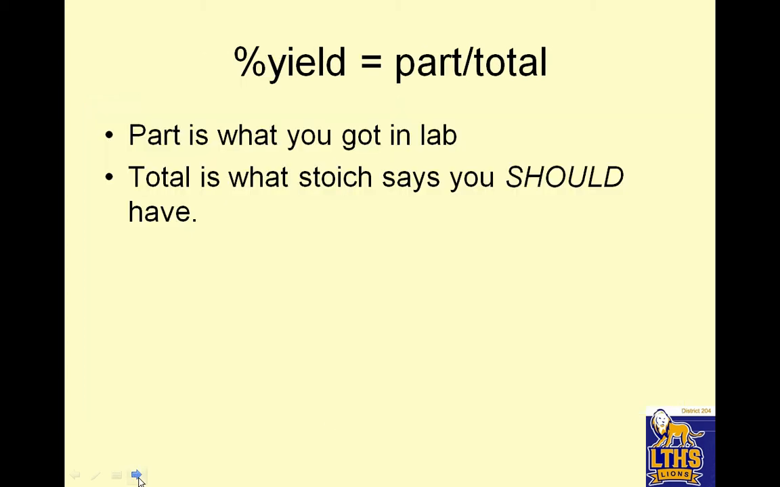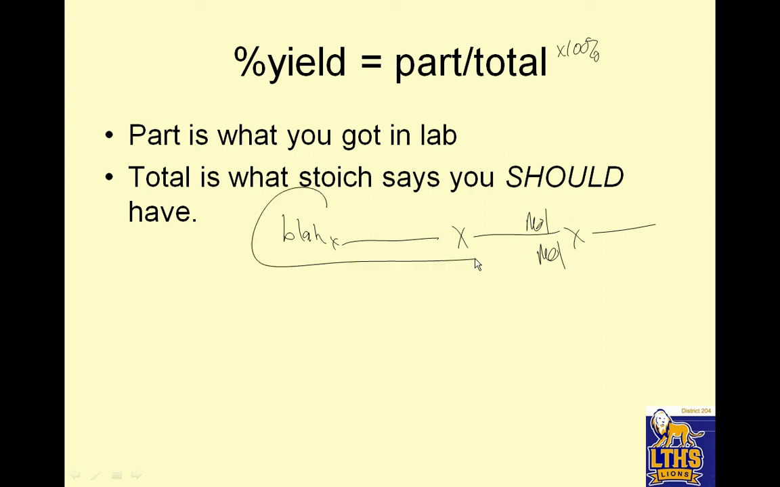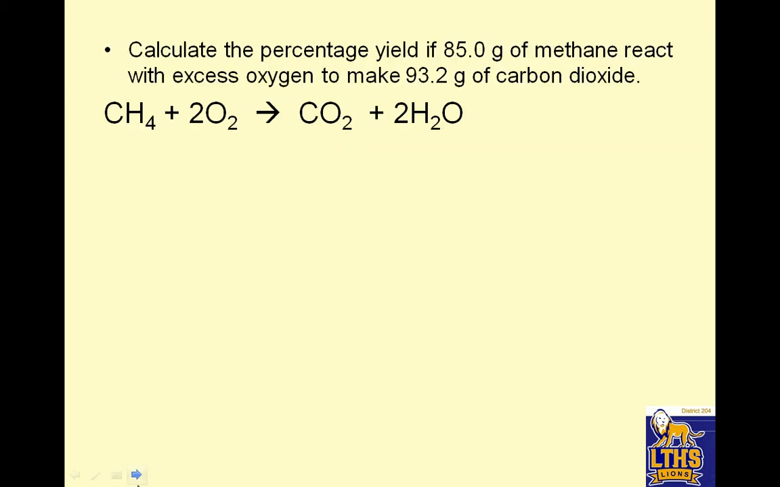So that's pretty good. Percent yield is still part over total, times 100%. Part is what you got in the lab. Total is what stoich says you should have. Now, what's stoichiometry? That's when you have a ton dividing bar, ton dividing bar, ton dividing bar, and somewhere or another you have moles. Moles and moles. Okay? So that's stoichiometry, the math fun that we've been having over and over again. So let me show you a sample of this.